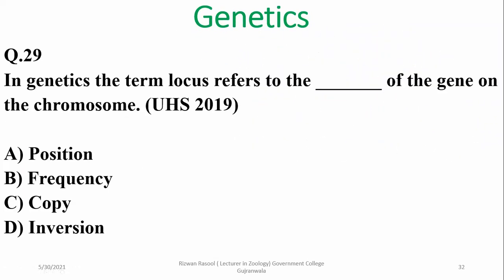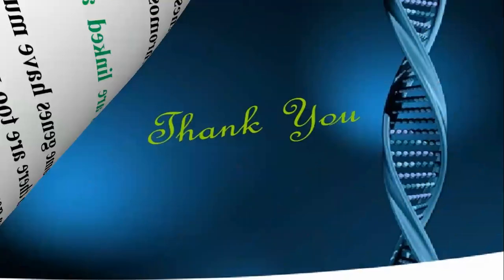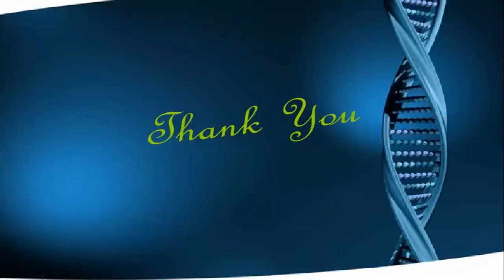Number 29. In genetics, the term locus refers to the position of the gene on the chromosome, Alpha. In which situation are genes not assorted independently during meiosis in a chromosome? When genes are linked and their loci are closely linked with each other, they are not assorted independently. So that was all about some important questions related to genetics.